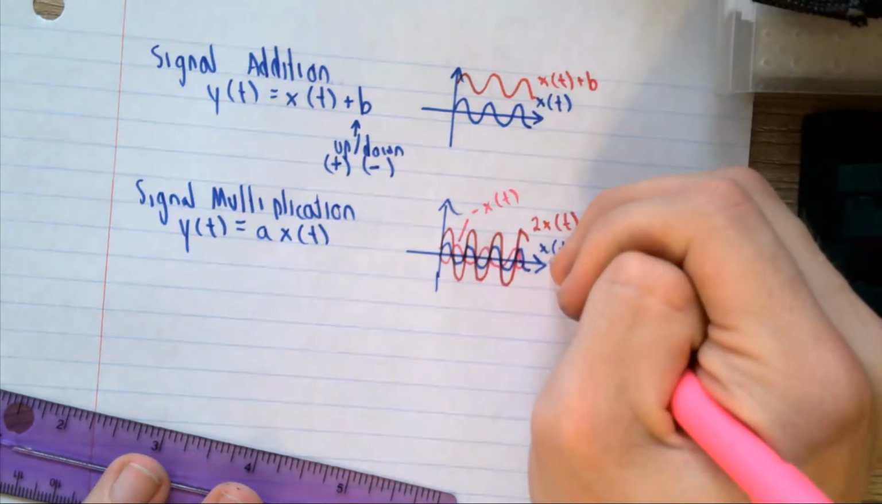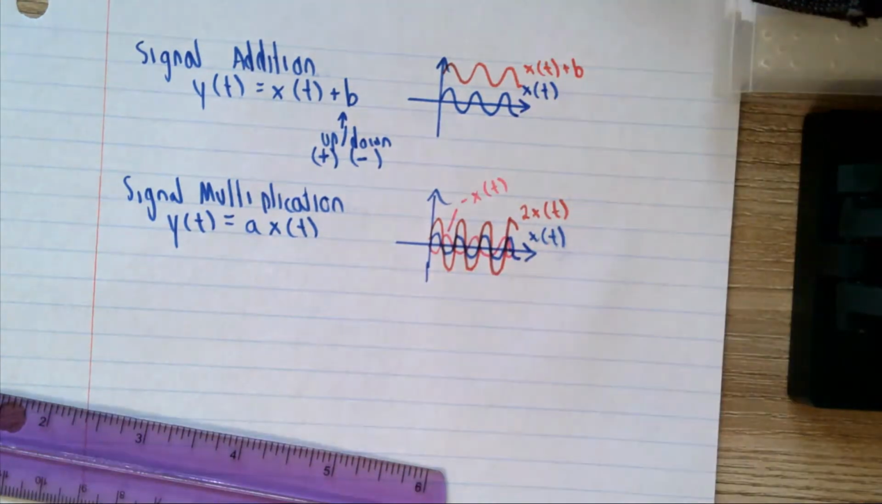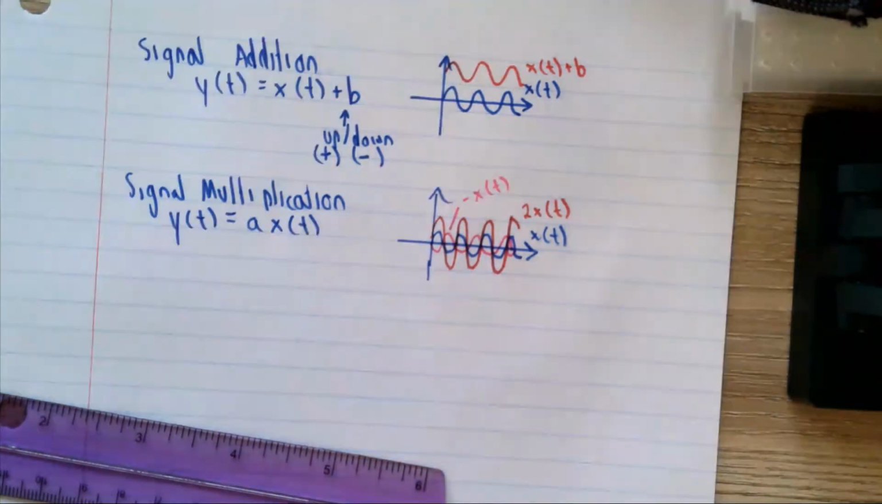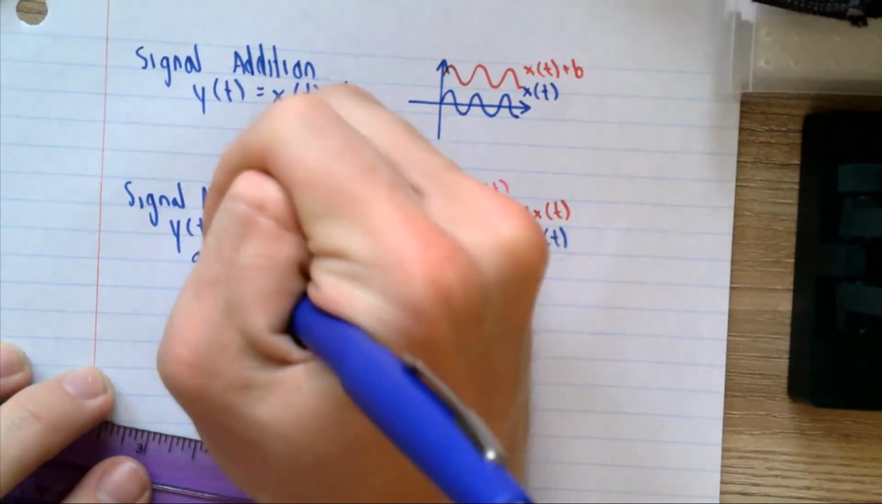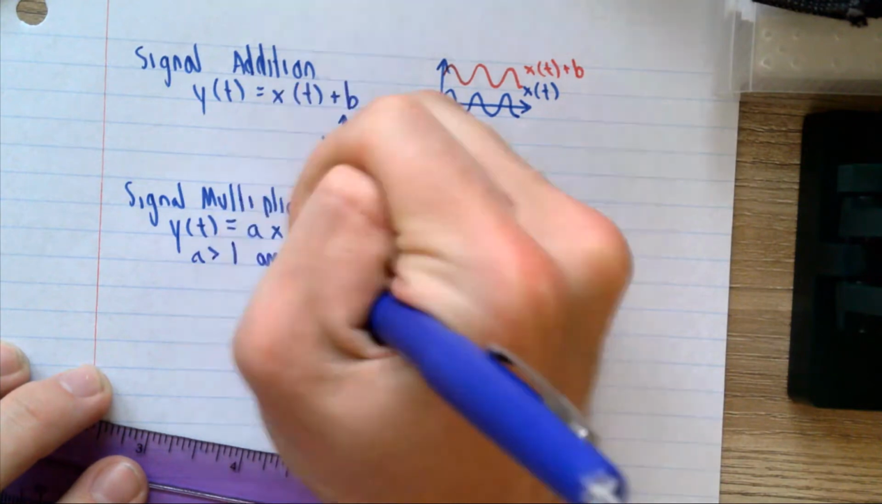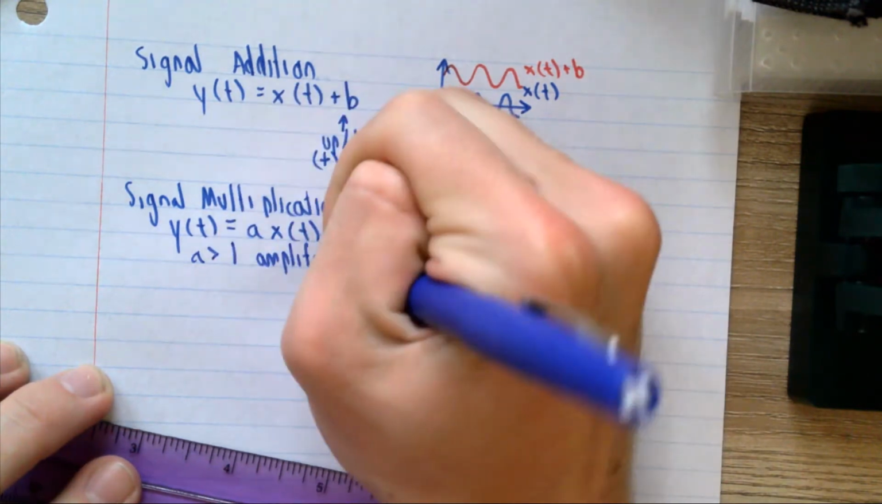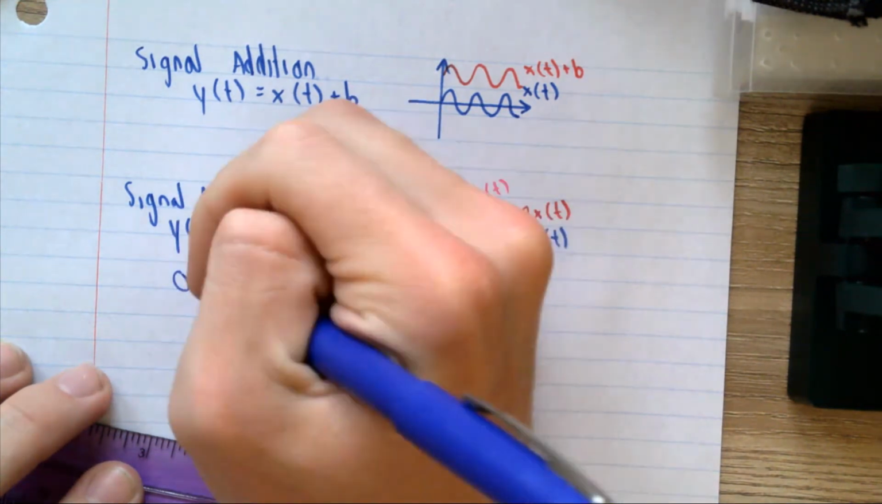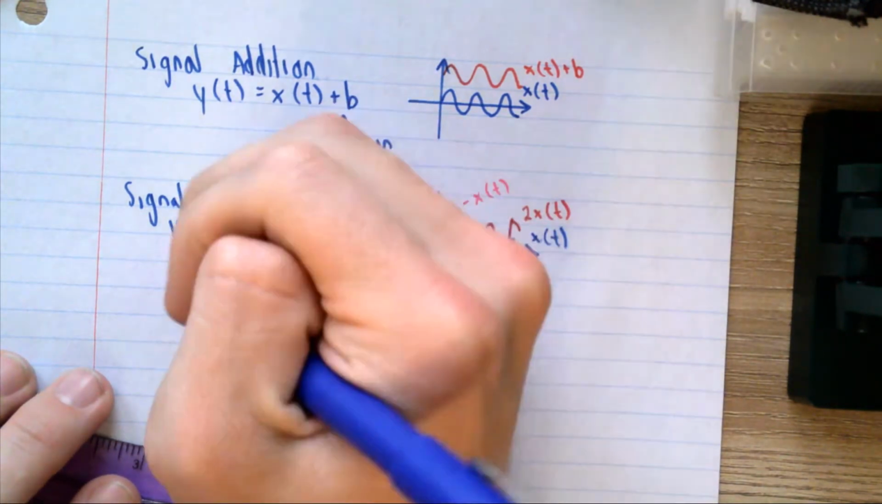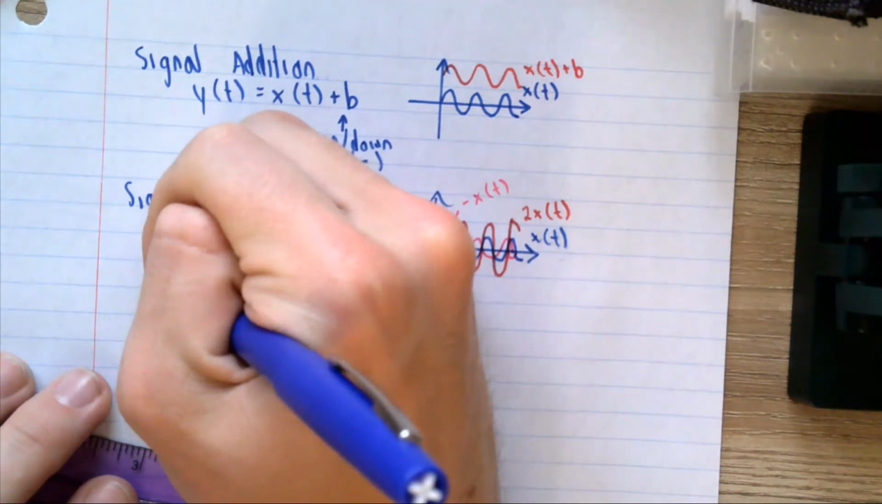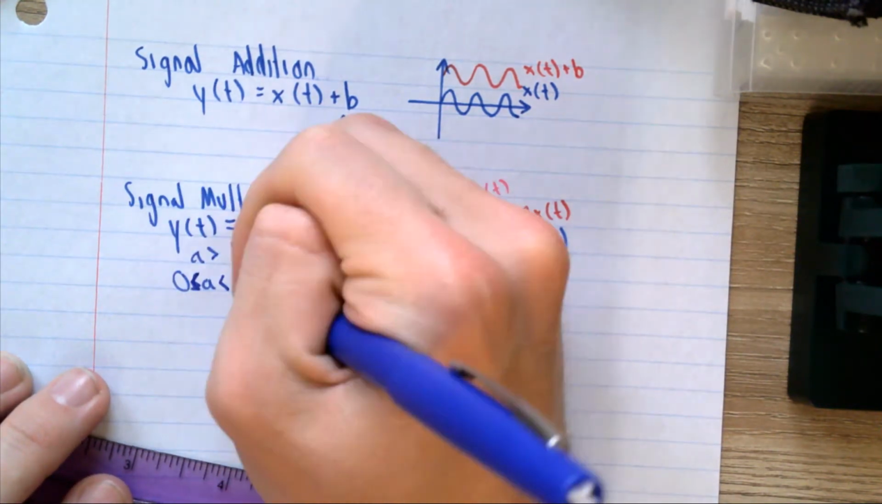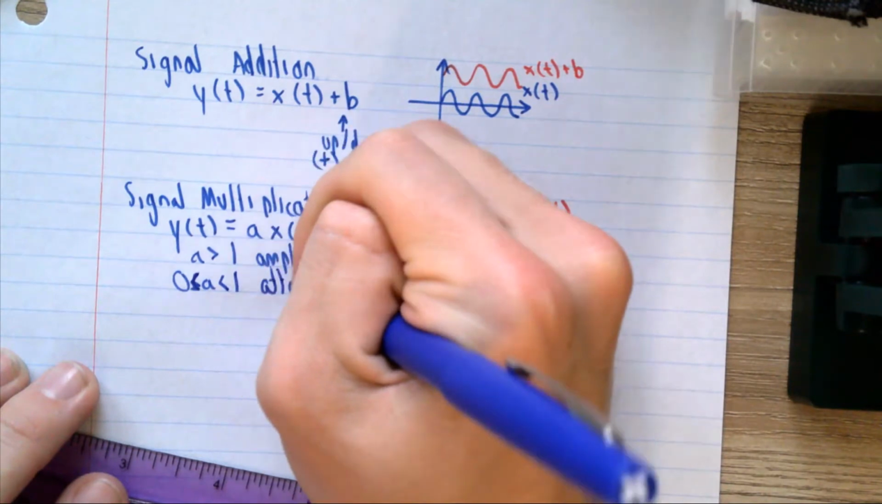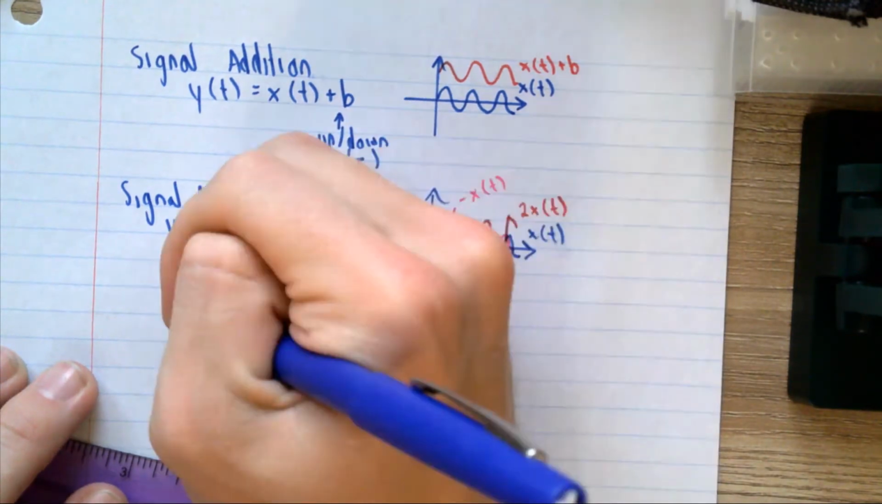And now that we talked about what those can do, just a summary real quick: a greater than 1 is amplification, between 0, not including 0, and 1, it's attenuation. And for a less than 0, it's inverted.